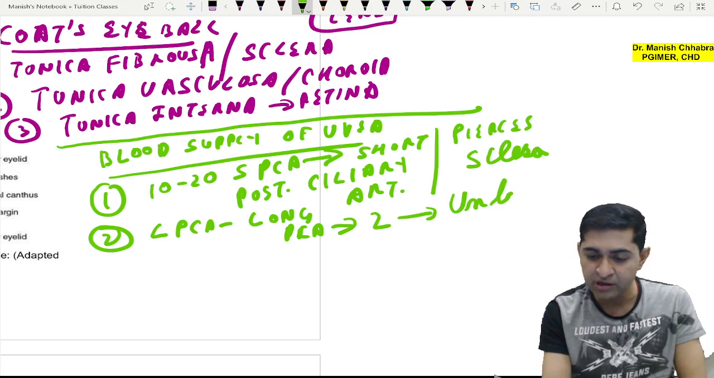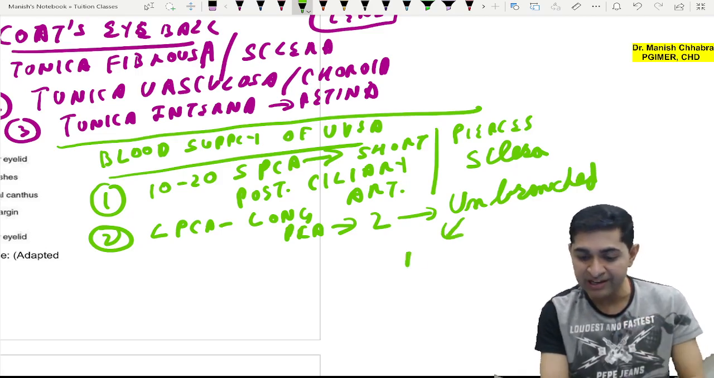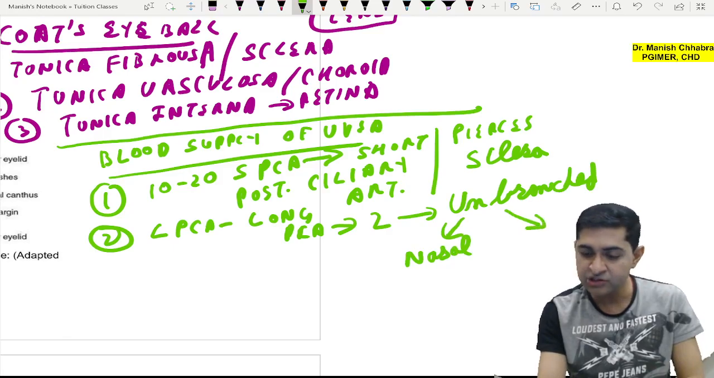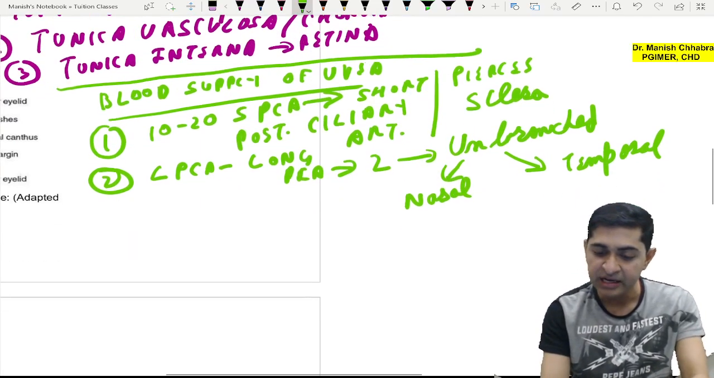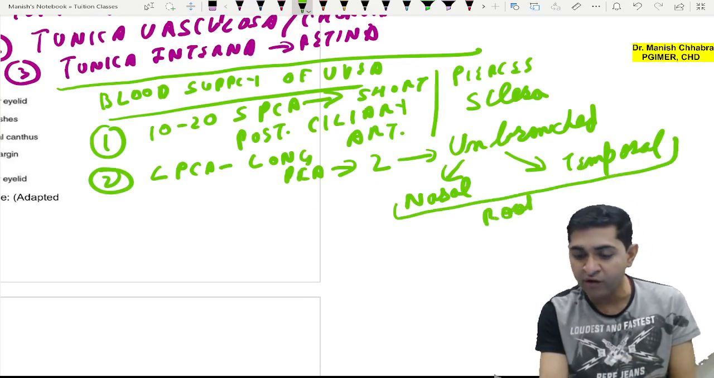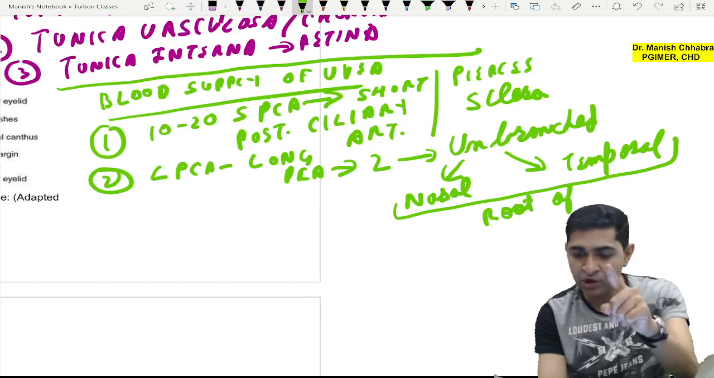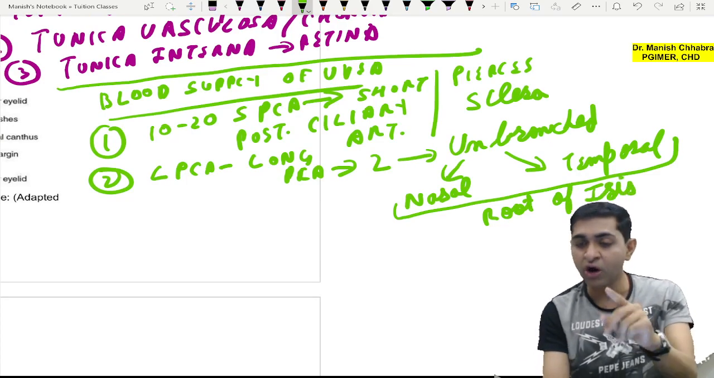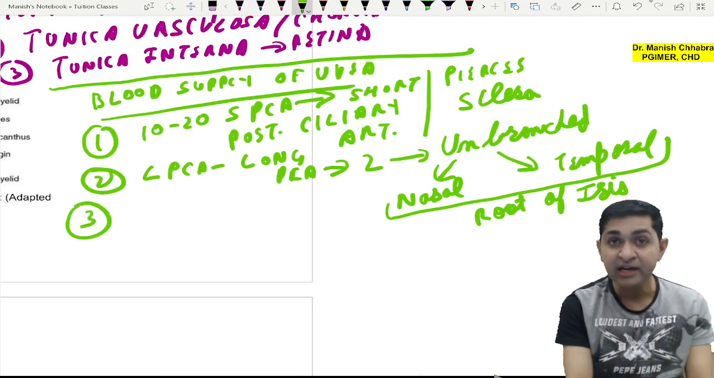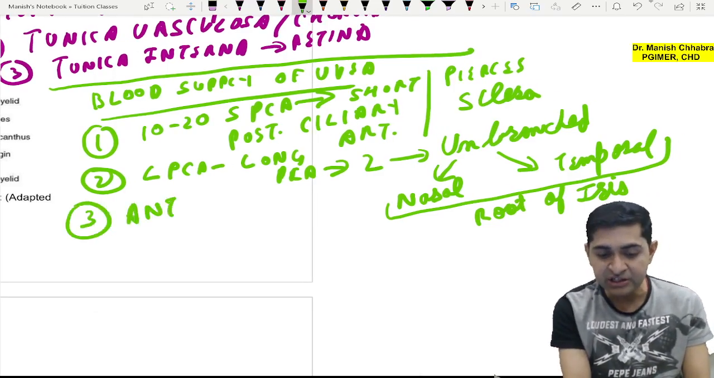This is your unbranched, and one is your nasal branch, meaning nasal side, another is on the temporal side, and both of these end at the root of the iris. Where will they go? Say with me, root of iris. Okay, then third is your anterior ciliary artery.